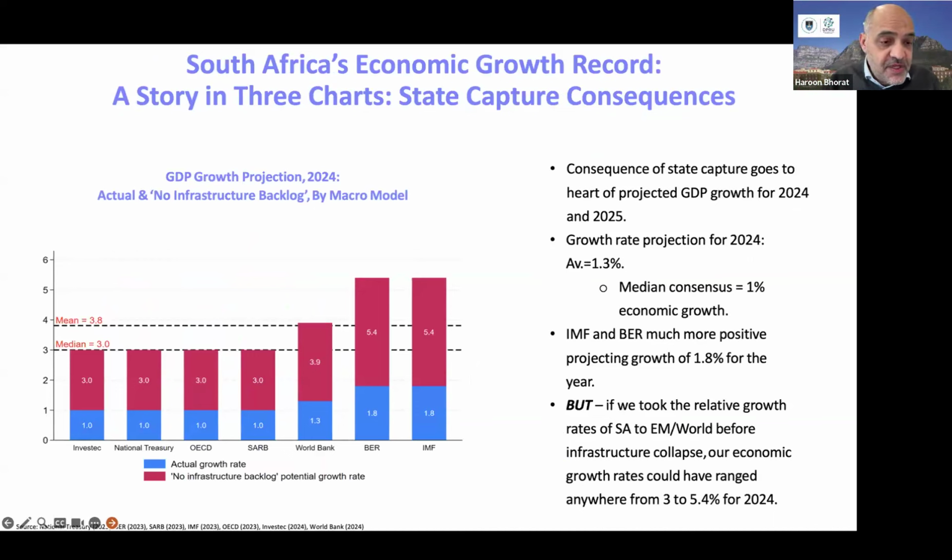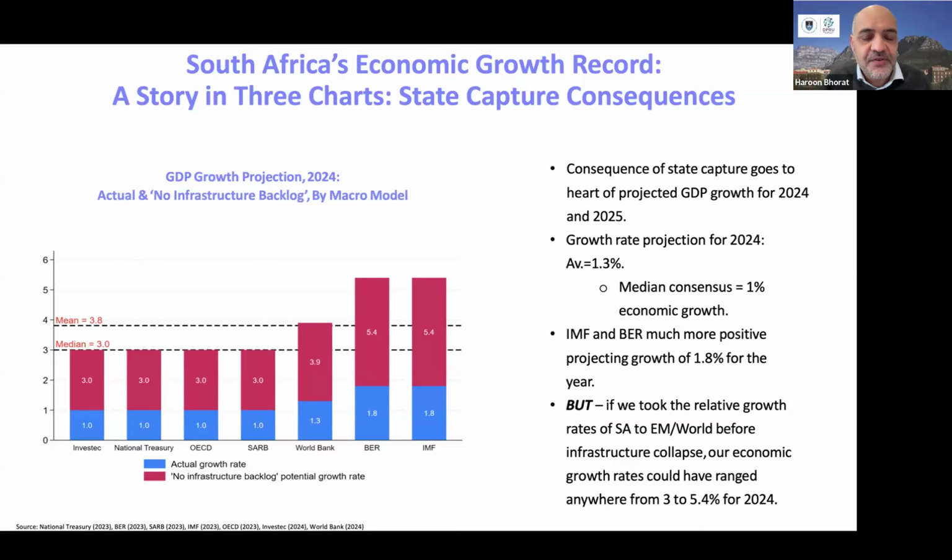But we know, if we look at the different macro models presented here, whether it's the Investec model, the OECD model, the Sarb model, the BER model, the IMF, the blue gives you the projected growth rate for South Africa for 2024. It's clear that South Africa's growth rate on average across the models should be about 1.3%. At the median, that's about 1%. So just keep in mind, that's the same as our 30-year period. So we're back to where we started.